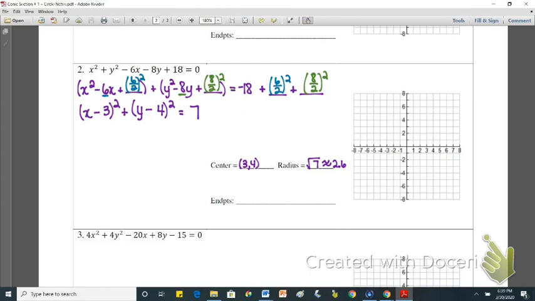So first things first, I plot the point 3, 4, and then I go 2.6 either way. So that's 2 and a little past half. Go up 2 boxes and a little past half. Okay, left 2 boxes and a little past half. Down 2 boxes and a little past half. Use those points, connect them the best you can to make a circular shape. Make sure you list your endpoints so I know what you're using to make the shape.